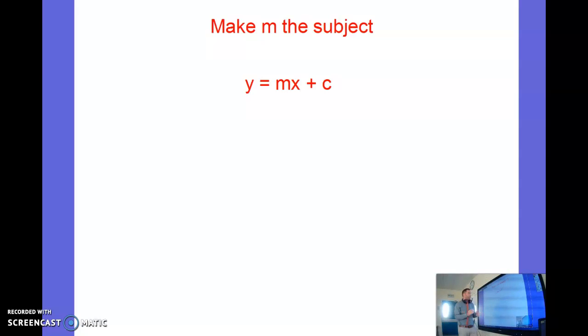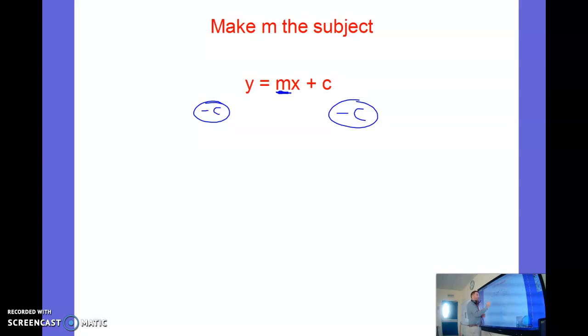No squares or square roots in this one. Just want to recap how to do it. So we want to make m the subject here. What happened to m was it got multiplied by x and then added c. One way of looking at it is to get rid of the thing furthest away from the subject. Well, the c is furthest away. It's not a perfect explanation of how to choose what to do, but it's not a bad way to start.